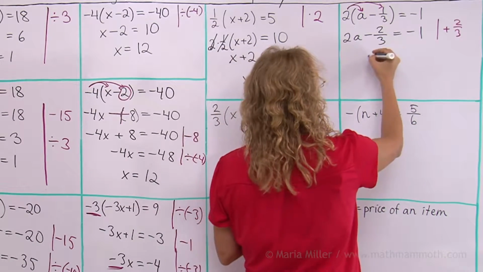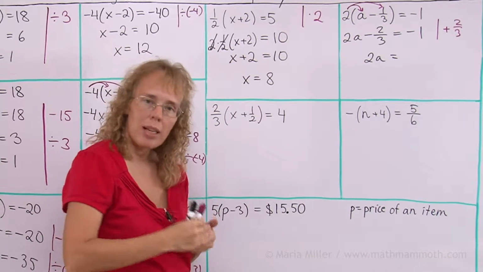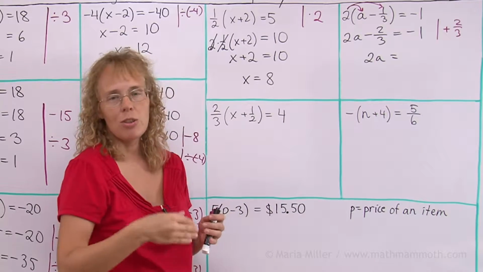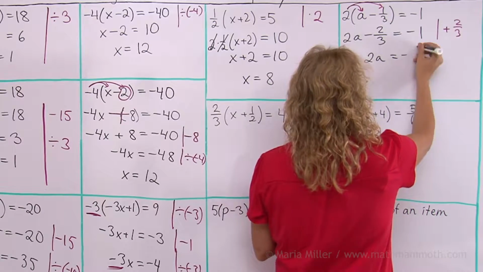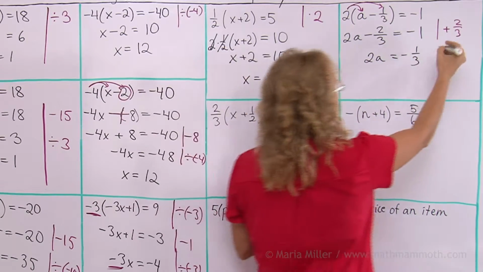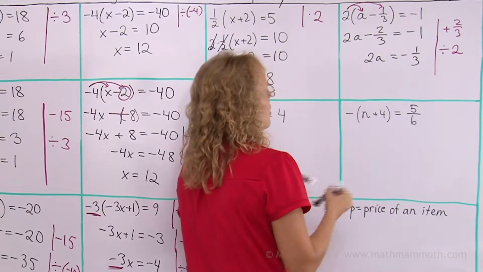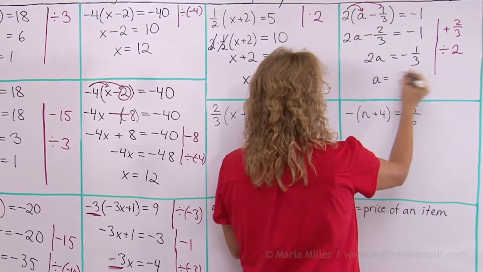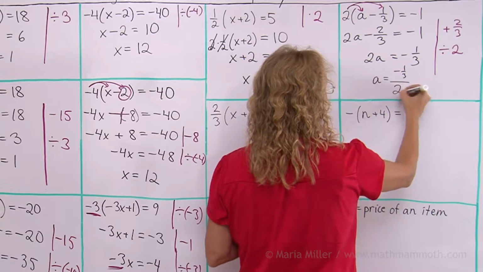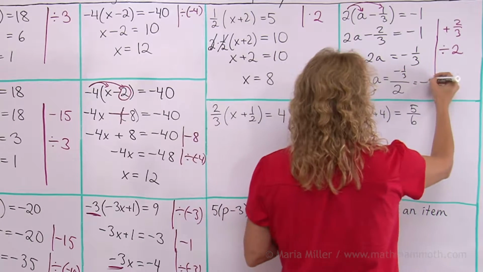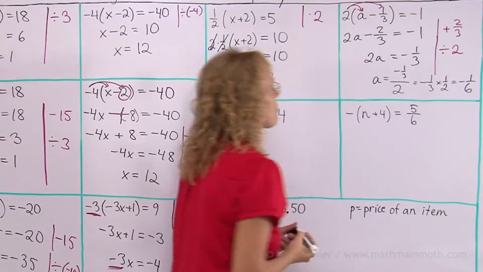So then I'm left with 2a on this side. What happens on the other side? There's -1 plus 2/3, or you can think of it as 2/3 minus 1. It would leave you with -1/3. And now divide by 2. So we get a equals -1/3 divided by 2, which is -1/3 times half, which is -1/6.